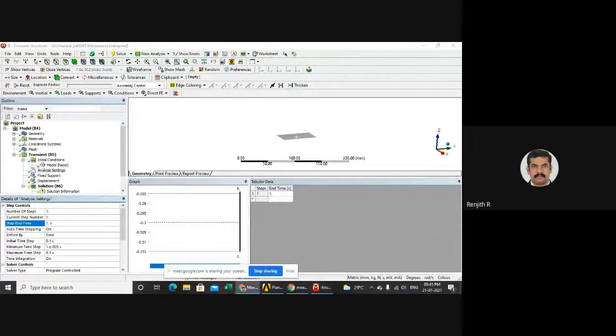If you have any doubts related to finite element analysis, you can ask. Or if you have any doubts related to any other software like Abaqus, we can have a discussion.